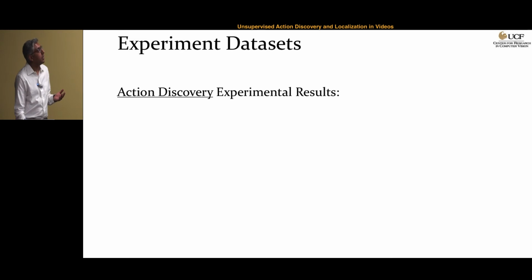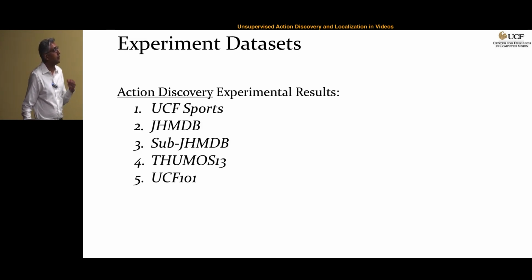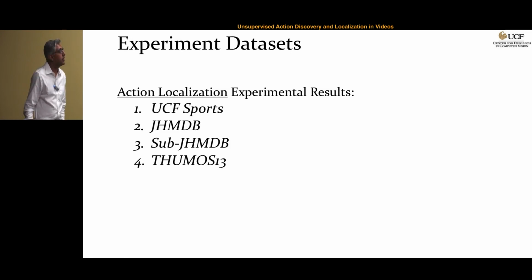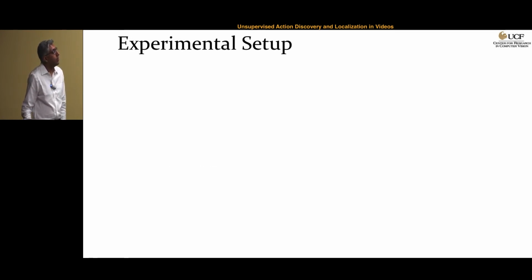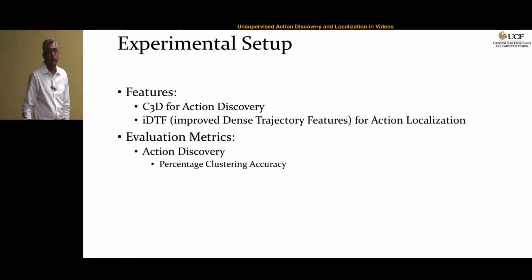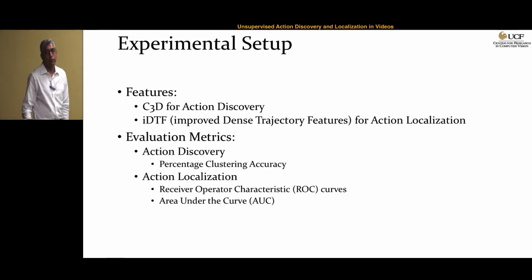So for our experiments, we do action discovery on 5 data sets: UCF Sports, JHMDB, sub-JHMDB, Thomas 13, and UCF 101. And we perform action localization on 4 data sets, as shown over here. For our experimental setup, we extract 3D deep learning features, as well as IDTF. Our evaluation metric for action discovery is percentage of clustering accuracy. And for action localization, we use the standard metrics, which are the ROC and AUC curves at multiple overlapping thresholds with the ground truth.